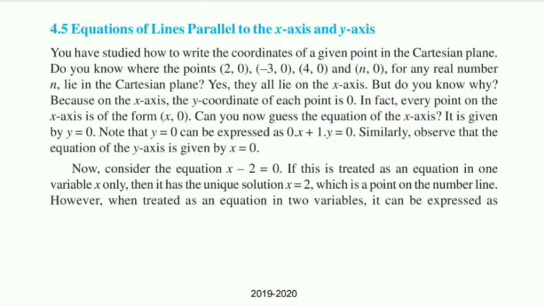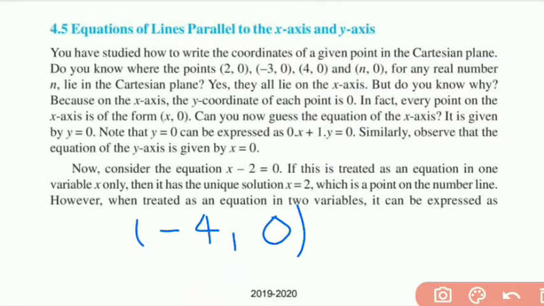Okay, you have studied the coordinates of given points in the Cartesian plane. Do you know where the points (2, 0), (-3, 0), (4, 0) and (n, 0) lie? I have already told you, for any coordinate given to you, suppose (-4, 0), the first is the value of the x coordinate and the second is the value of the y coordinate. So you can see what is common here: everywhere the y coordinate is 0.